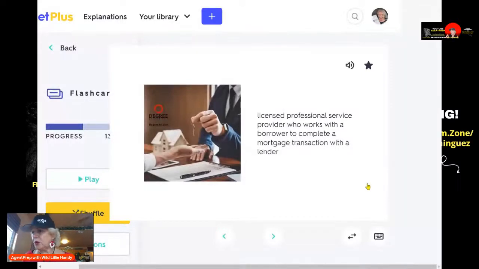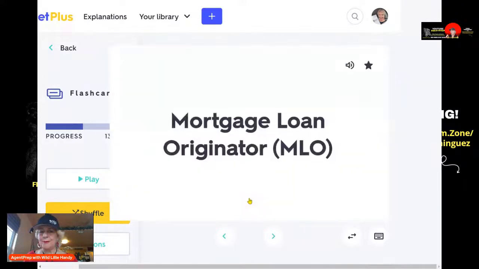Okay, so you're saying loan officer, RMLO. Well, let's check it out. Mortgage loan originator. Okay, so it'll be a loan officer. Somebody said MLO. So the MLO, registered mortgage loan originator. Very good.